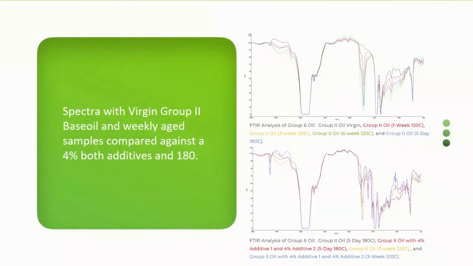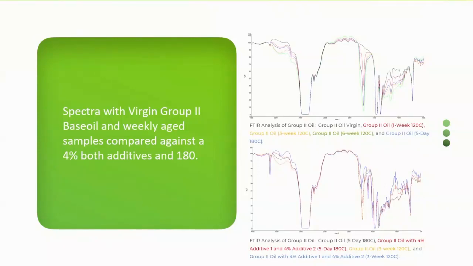But how is this comparable to an additive mixture of both additives being at 4%? So here's where things get interesting. To save some time, I'm not going to walk through all the spectra, but in the bottom image, when comparing the degradation of group 2 base oil with the progression of the mixture of 4% additive 1 and 4% additive 2, the base oil after a week at 120 has a larger quantity of carbonyl moieties present compared to what we are observing in the 180 degrees centigrade TOST test of the 4% of each additive, which resulted in the highest level of carbonyl peaks at the 1710 region.